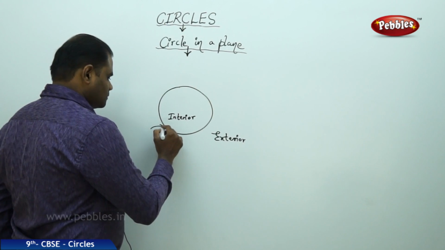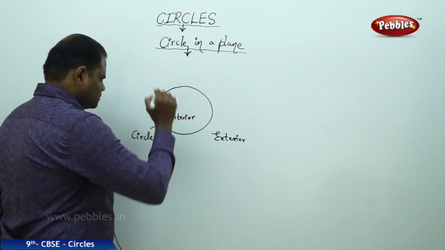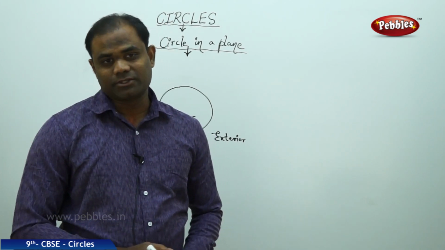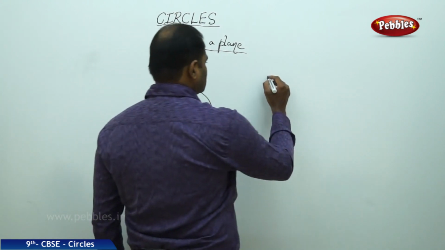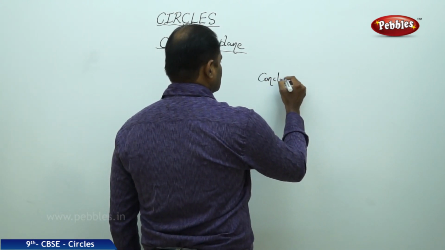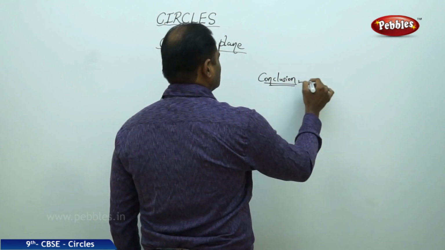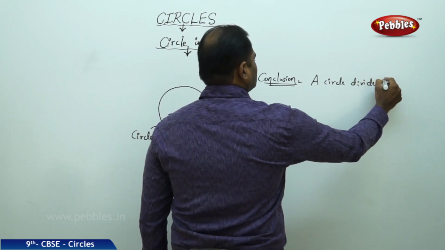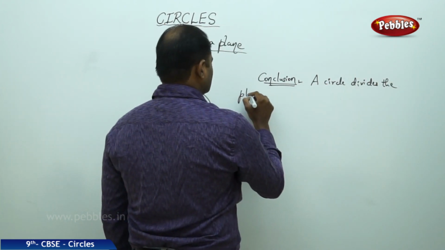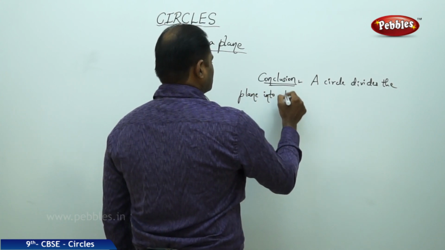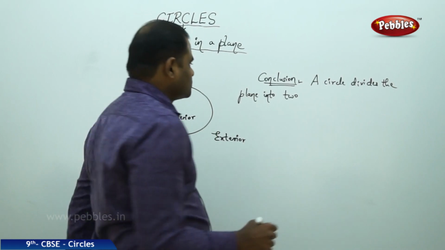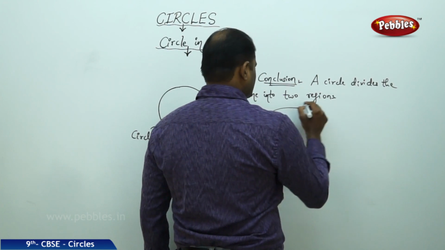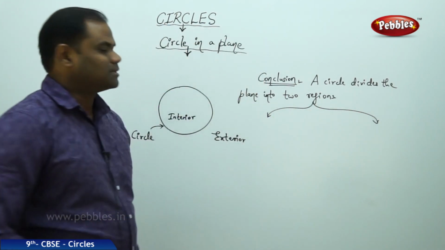So for a circle divides the plane into two regions. One is interior and one is exterior. So I come to the conclusion. A circle divides the plane into two regions.